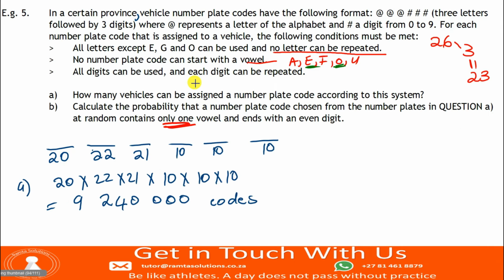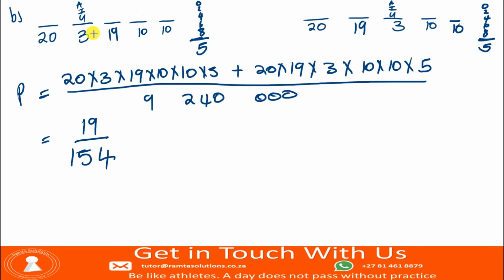Remember, what this question is saying to us is that it can contain only one vowel. That vowel could be on the second place or on the third place. So I have considered both places, second place and third place. Okay? All right. And I hope you understand now.